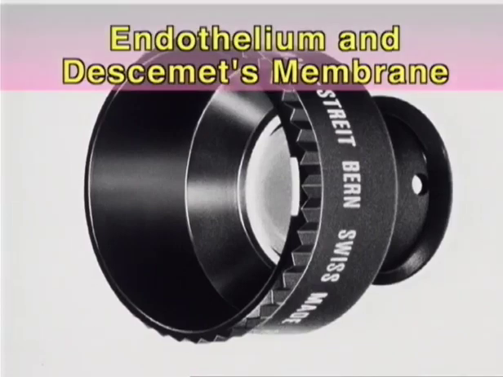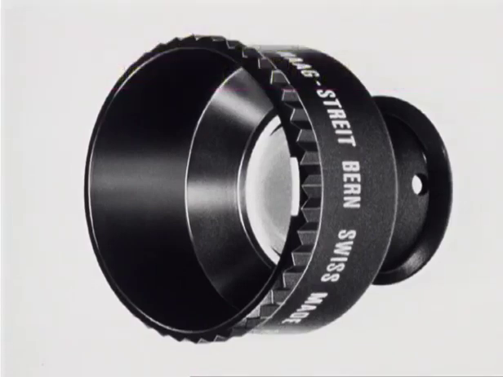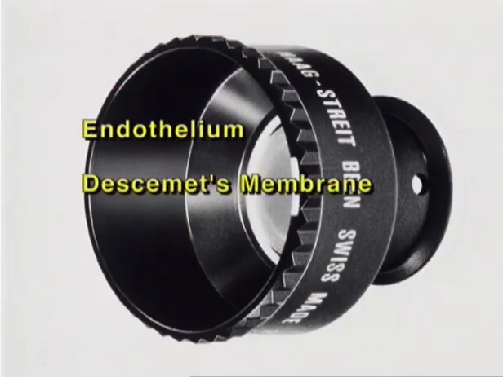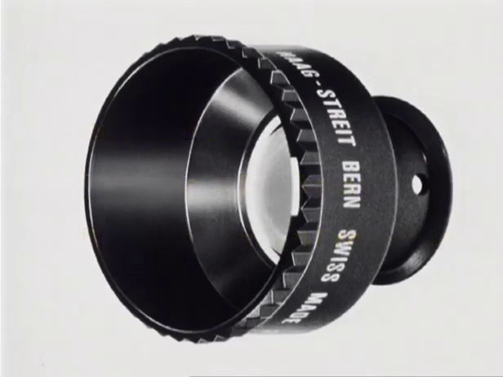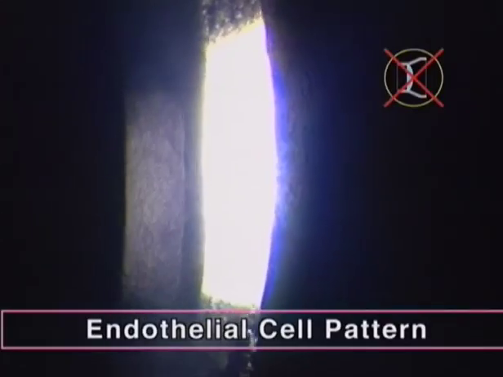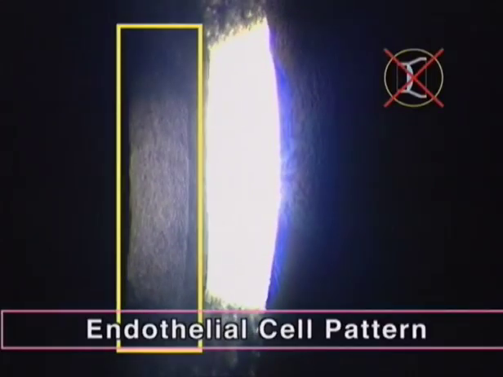Endothelium and Descemet's membrane. At the posterior face of the cornea, the optical phenomena are related to the endothelium, to Descemet's membrane, and to retroendothelial processes. The endothelium is seen as a specular reflex pattern here without a contact glass, and usually it serves as the point of reference for examining the posterior surface. This specular reflex on the endothelium without the contact glass appears only in a very small area, an area which is much smaller than the size of the light slit.